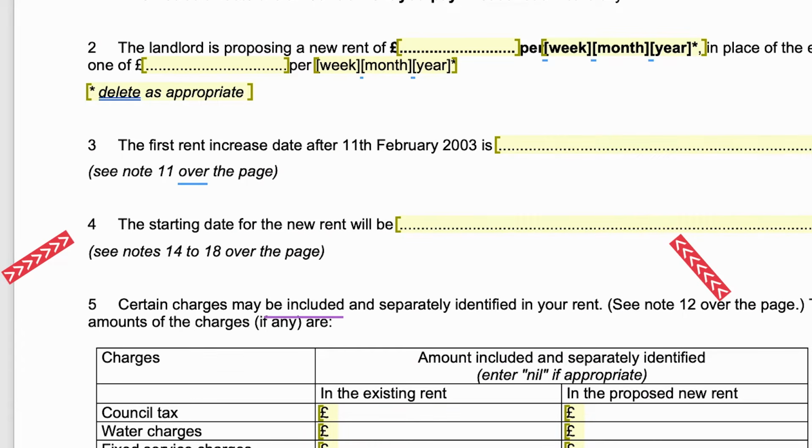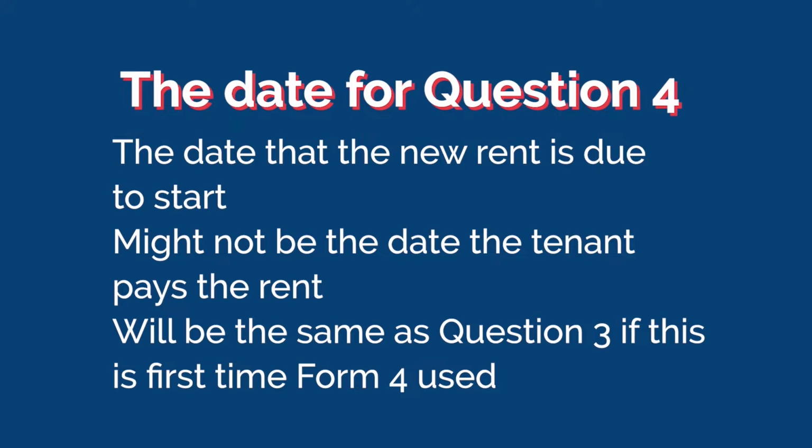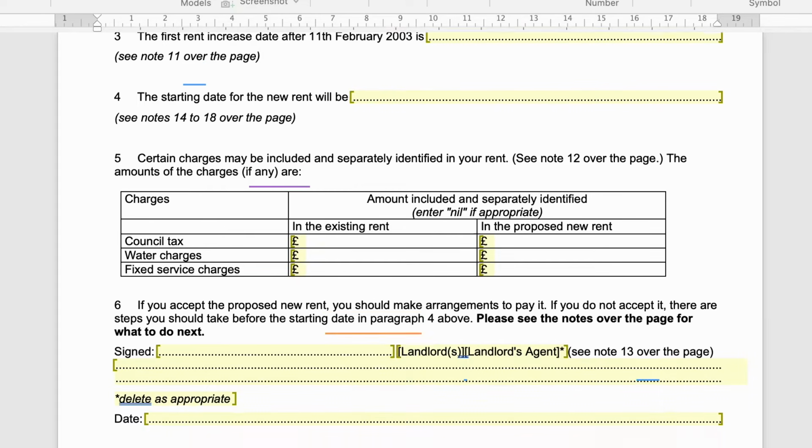The next one is box 4, and it says the starting date for the new rent will be. So this will be the start of the next rent period. And so that's not the date that they might happen to pay the rent, but it's the date on which the rent is due. And you can find that out from your tenancy agreement. In box 5, add in the details if bills are included.